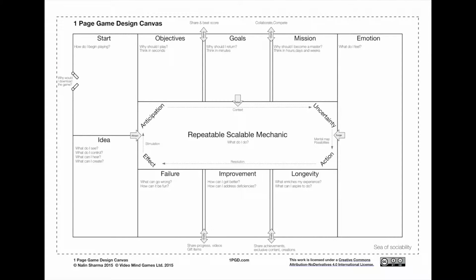The canvas contains 10 boxes, all on a single page, that describe various aspects of your game. We'll run through the boxes now, starting with the ideas box.